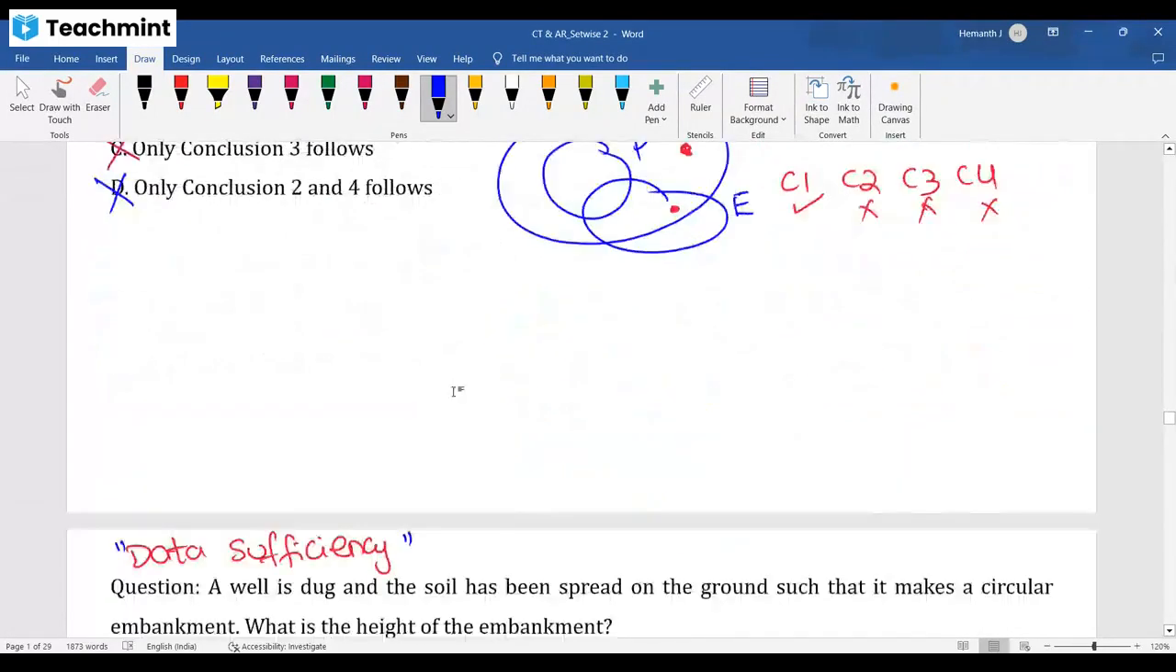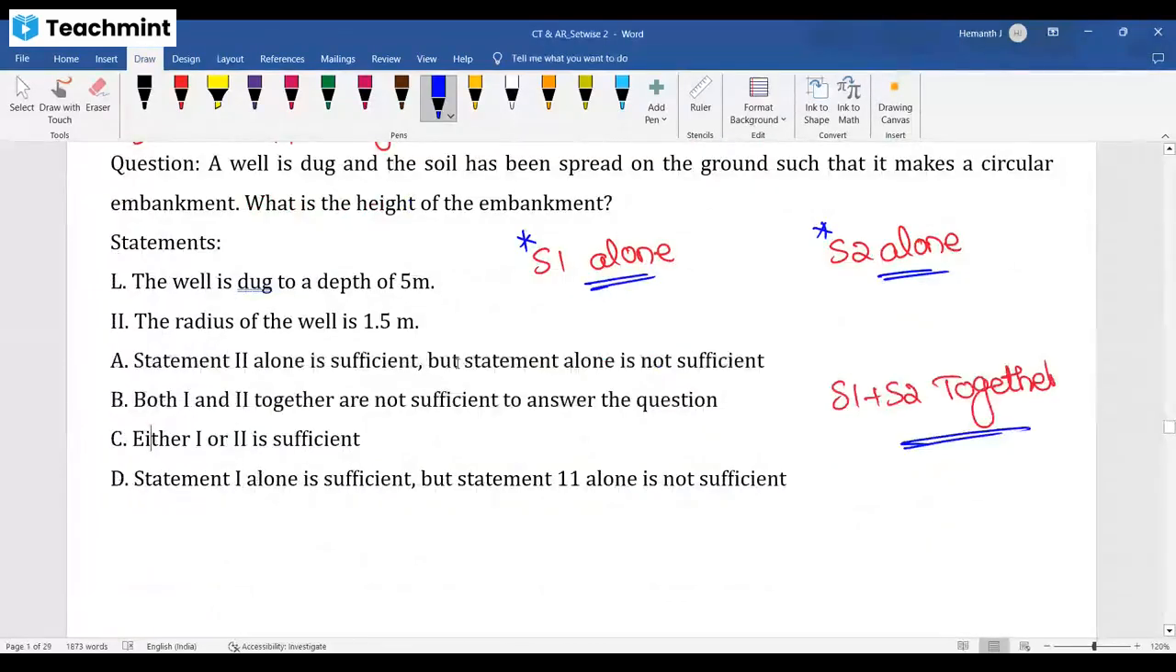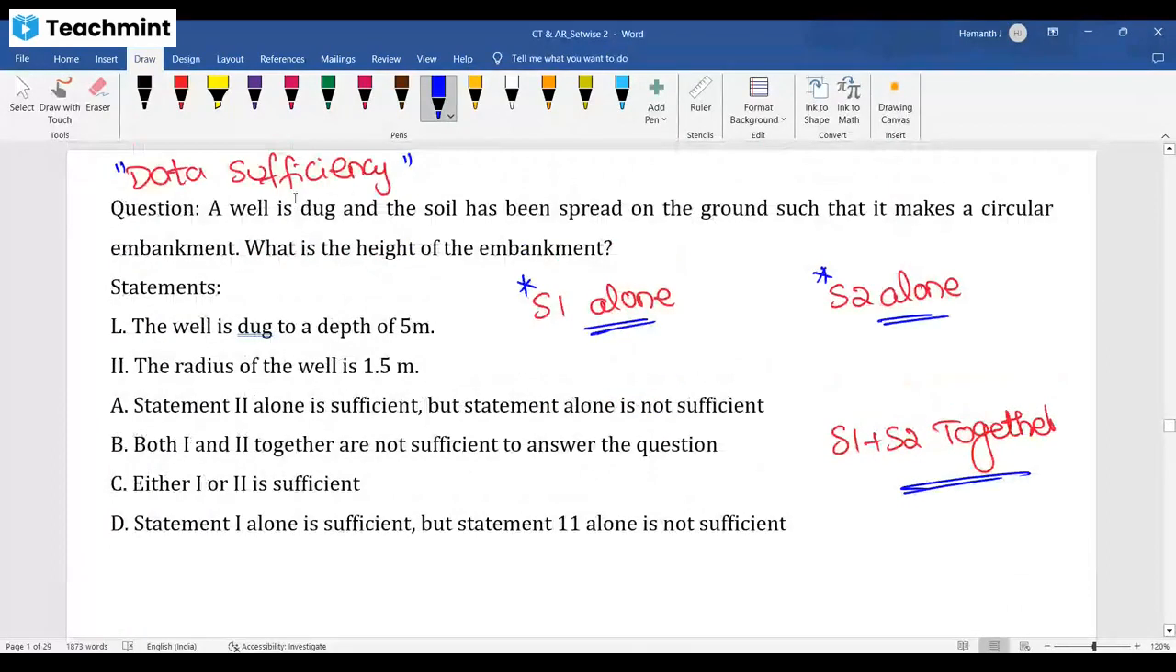Still, I think two more syllogism questions are there later. Now here, see, a well is dug and the soil has been spread on the ground such that it makes a circular embankment. What is the height of the embankment? This is regarding volume.